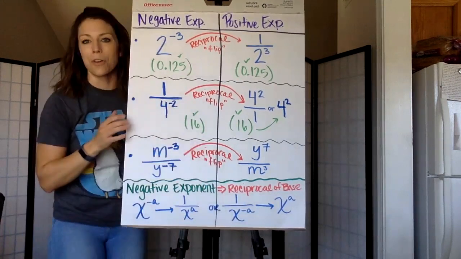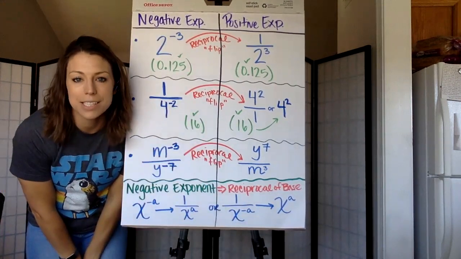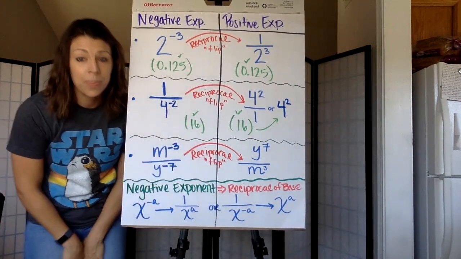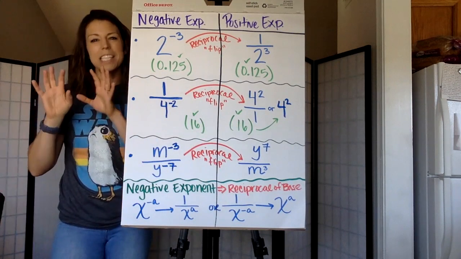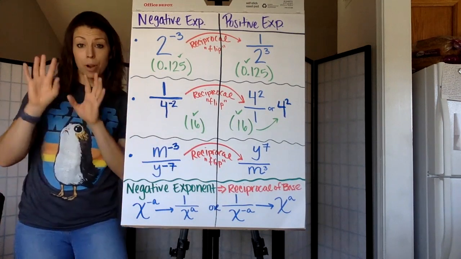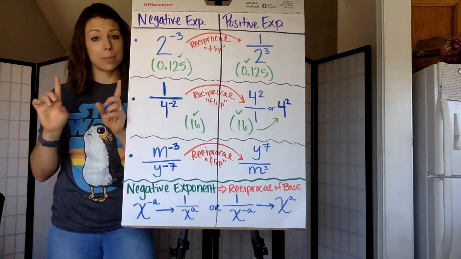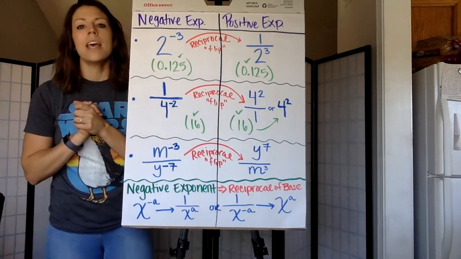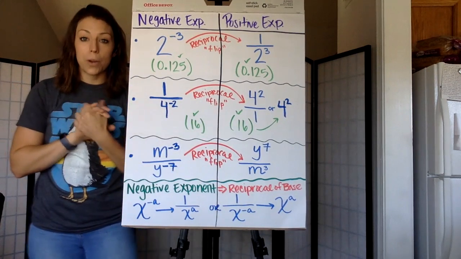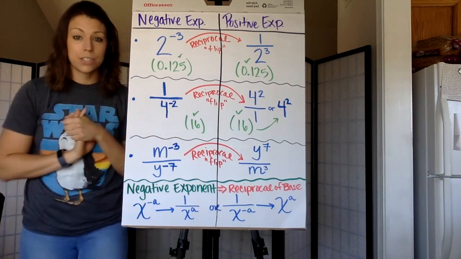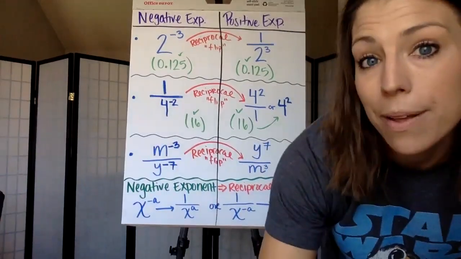So what are we going to do next? What we're going to do next is go back to our warm-up. We're going to finish problems 1 and 2, because those had negative exponents. Negatives are no-nos. And then we're going to wrap up with 4 more examples in an exit ticket. So go ahead and go back to your warm-up.